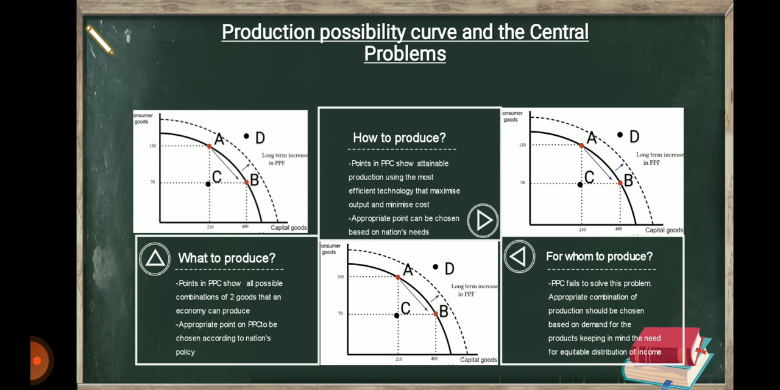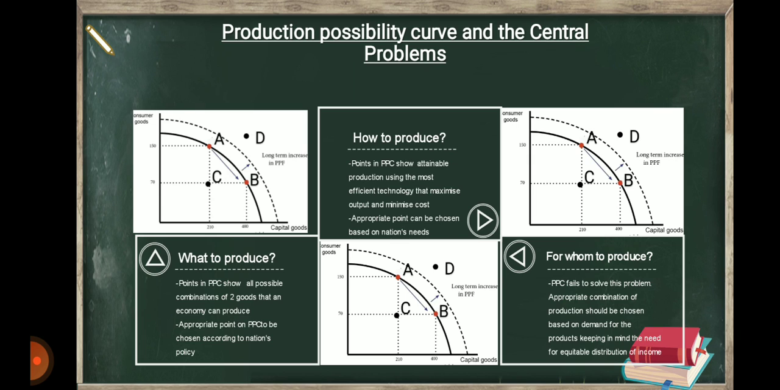Now, we are seeing how the production possibility curve helps solve the three central problems. First, what to produce. We know that all the points on the PPC depict optimum combinations of goods that can be produced using optimum use of resources. So based on the country's needs and the country's policies, the country can decide where on the PPC it should operate. So this gives a proper solution to the first problem.